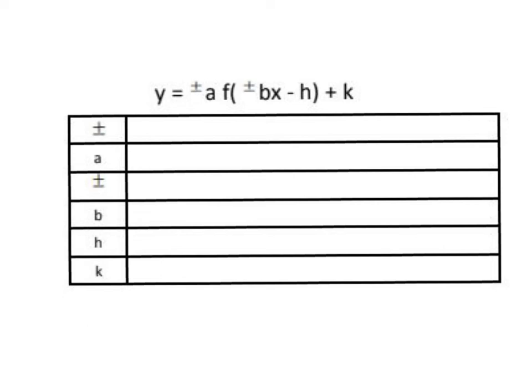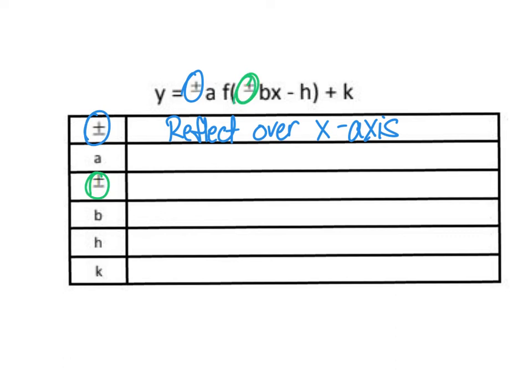So let's kind of jot down our little cheat sheet here. So anytime the change is here, I'm gonna try my best to color code, this change here is a reflection over the x-axis. So when the negative is outside the parentheses, it's a reflection over the x-axis. So the opposite of that would be when it's inside the parentheses, so it would be this one. That would be still a reflection, but this time it's over the y-axis.